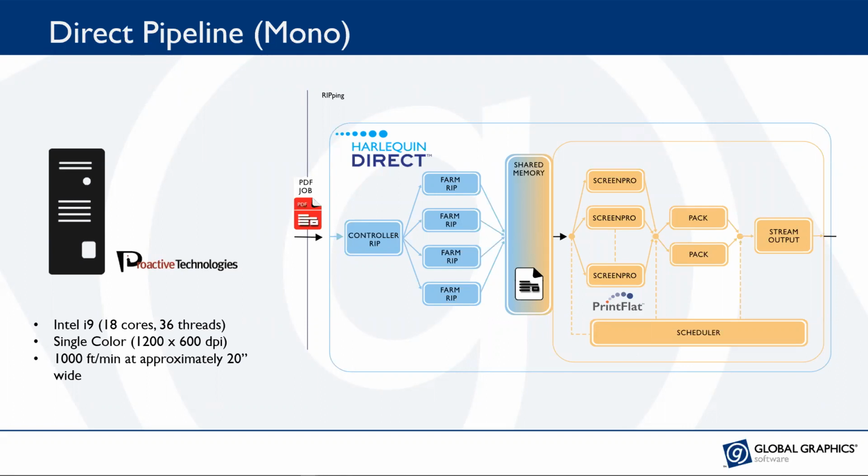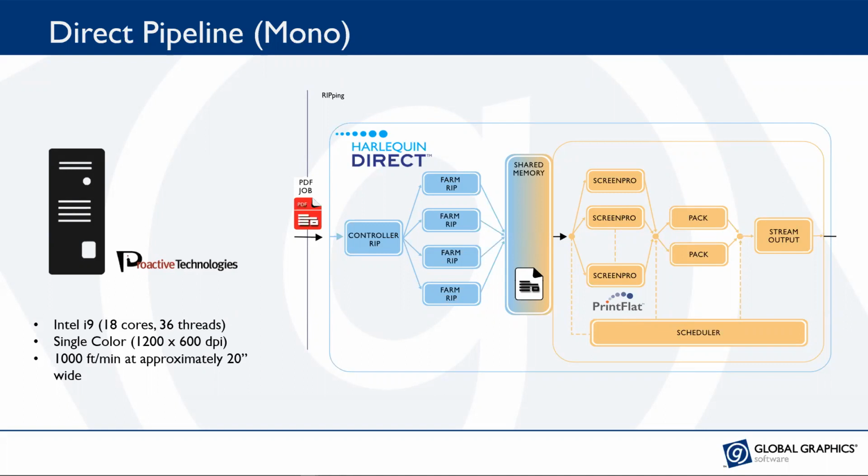Let's look at what Harlequin Direct looks like for a single color bar. So we start with a press-ready PDF, which is then ripped to continuous tone. Here you can see 4 parallel farm rips, each ripping a different page or item. Each of those rips is built using our HHR core component, the fastest rip core in the world. We then pass the continuous tone images to a number of parallel screeners using our ScreenPro core, the fastest screen engine on the market. It's then packed and streamed to the electronics.